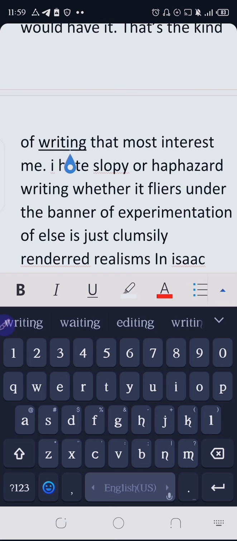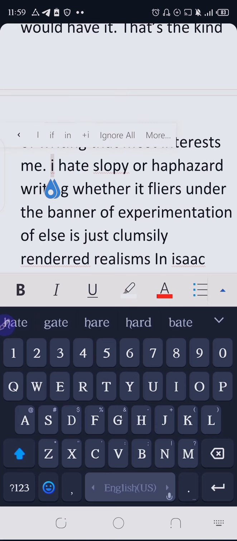So writing here is a singular subject. The verb here, interest, is a plural verb, and that's subject-verb inconsistency. So how do we fix this? Let's put an s at the back of interest so that we have interests. So that's the kind of writing that most interests me. Full stop. Now, after a full stop, remember that the word that follows must start with an initial capital.